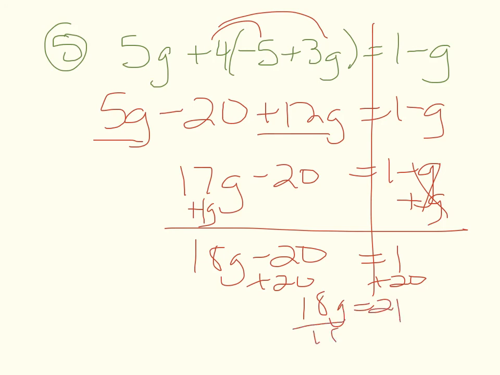And I'm going to divide by 18. Now remember, with fractions you think you did something wrong, but a fraction is a number. So I end up with g equals, now 18 won't go into 21, but they can both be simplified by 3. So that would be 7 over 6, and that's my answer.